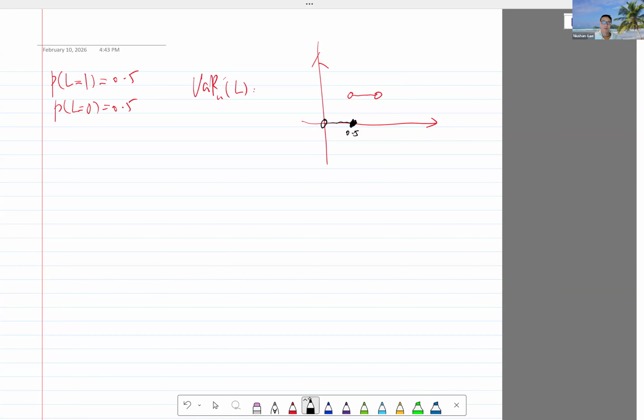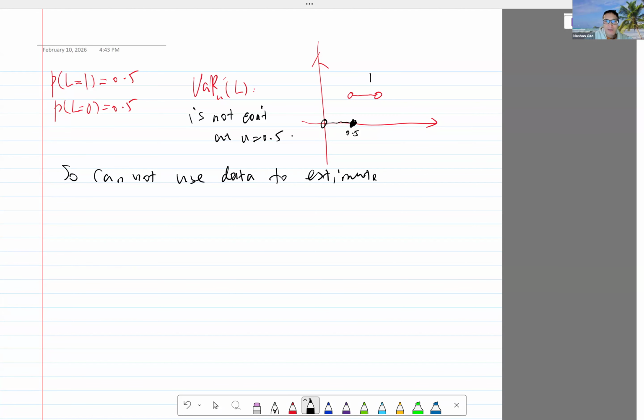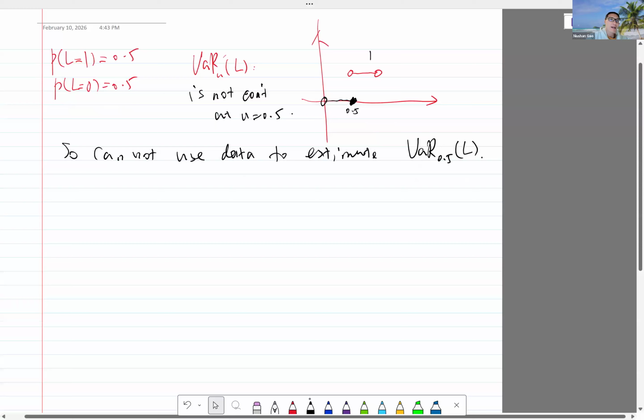It is this one. Okay, and this value is 1. You can see the value is not continuous at u equals 0.5, right? So you cannot use data to estimate the value at risk 0.5 of L, because at 0.5 there is a jump. Why is that?